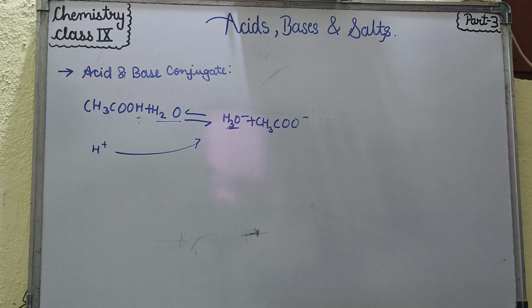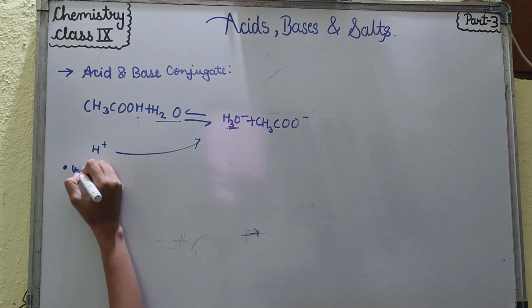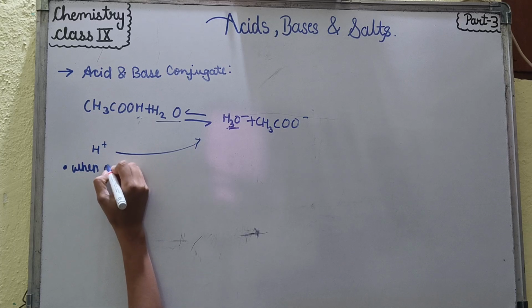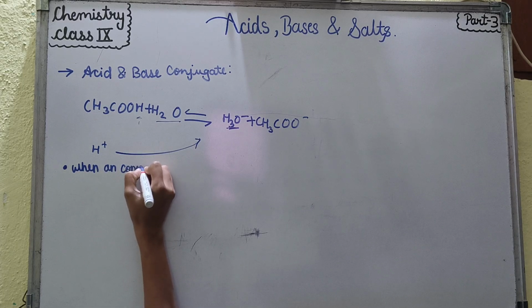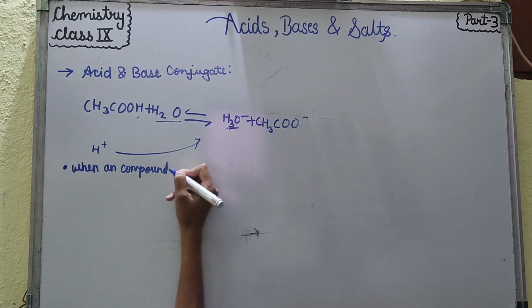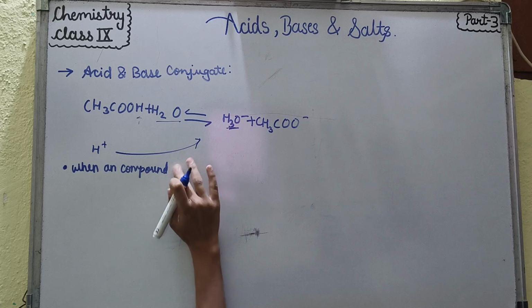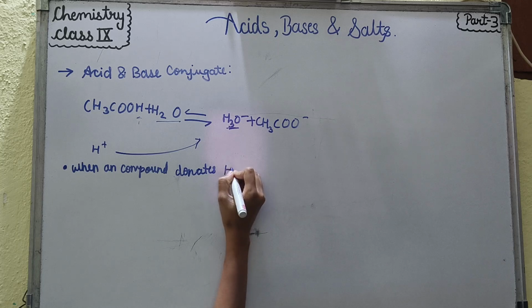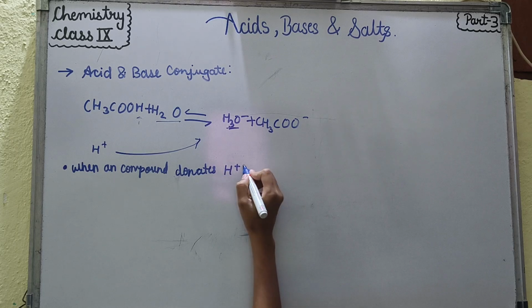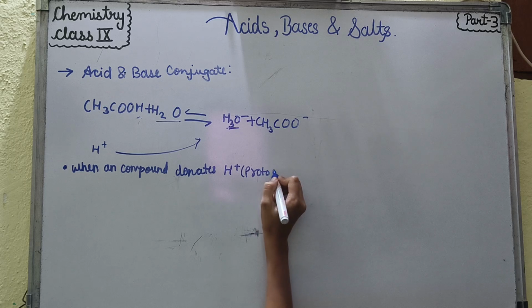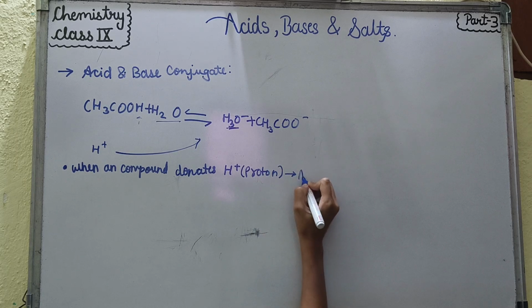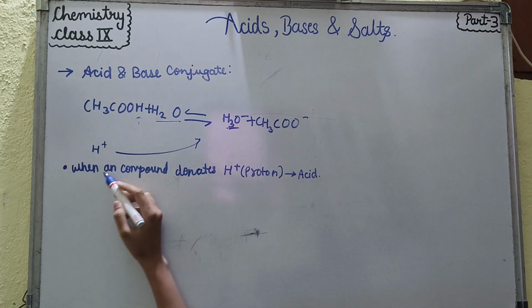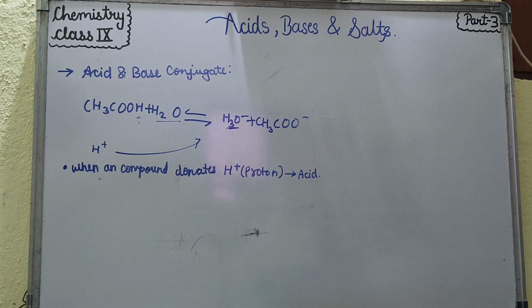As CH3COOH has donated a proton, it is an acid. So, when a compound or element donates H plus ion or proton, we can say it is an acid. When it donates a proton, it is an acid.